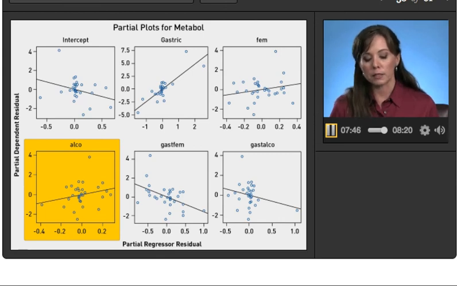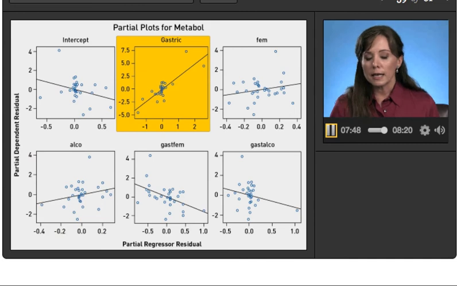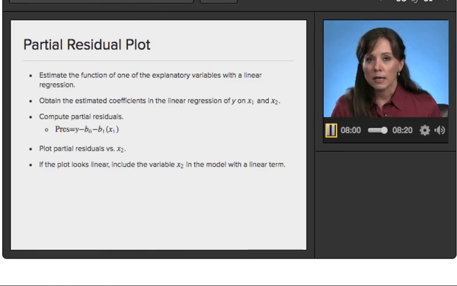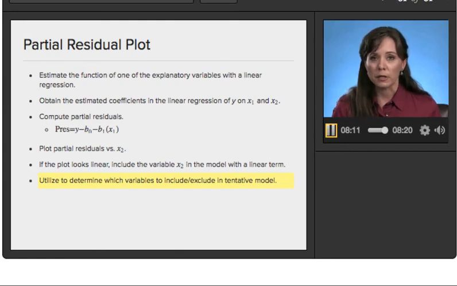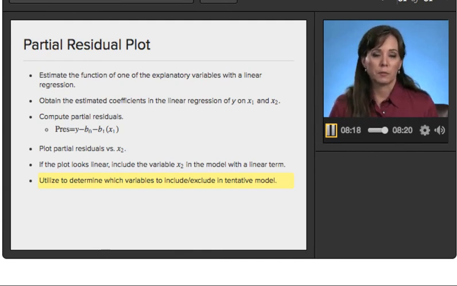If we look at the other ones, for example, gastric, that is an example of a variable which likely should stay in the model because that relationship is very strongly linear even with the other variables accounted for. So the partial residual plots, in addition to regular residual plots and looking at variance inflation factors, can help us determine which variables should stay in the model and which variables we should drop out of the model, at least temporarily, until we can figure out what the best model is for the particular response of interest.